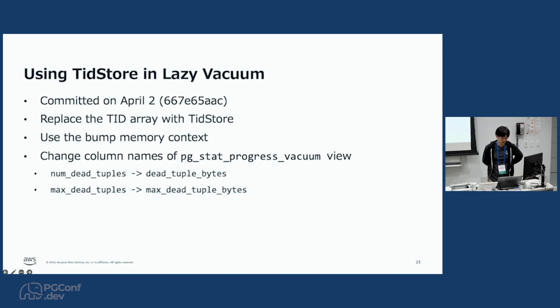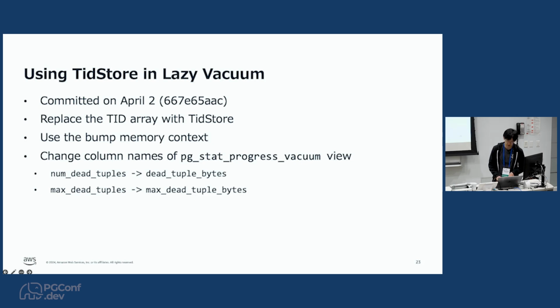Last April, I committed the patch to use the TidStore in the lazy vacuum. This change was relatively simple because I just replaced the previous TID array with the TidStore. And this TidStore internally uses the bump memory context.